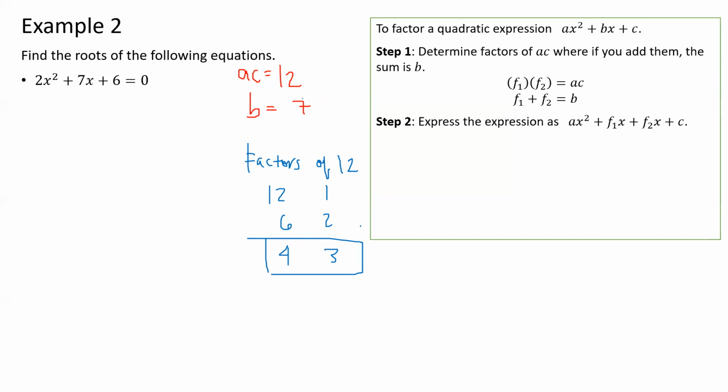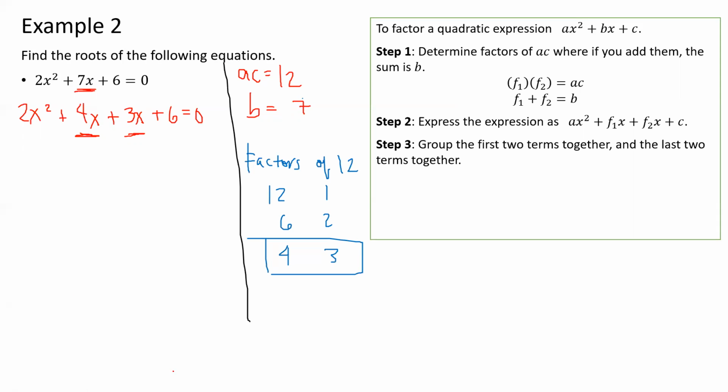So step 2 is we express b as these factors. So we can express this quadratic equation as 2x squared plus 4x plus 3x plus 6 equals 0. Okay, so that's how we do it. We express 7 as 4x and 3x. If we simplify, we'll just get back to the original equation. So we want to express this equation as such.